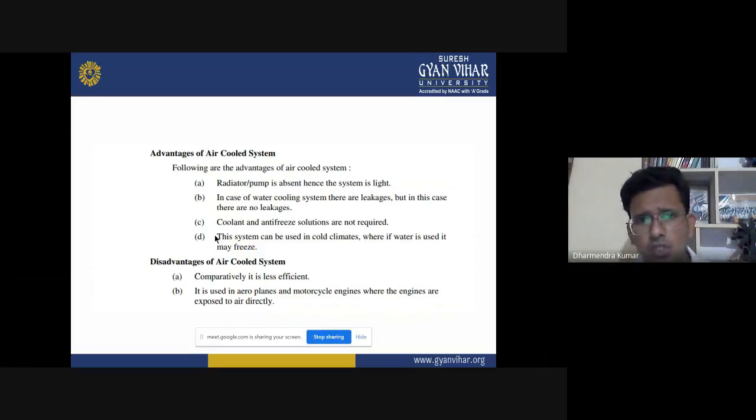In this type of engine which uses an air cooling system, there is no requirement of a radiator. In the case of a water cooling system, there is leakage, but in this case there is no leakage. These advantages are over the water cooling system. Also, no coolant or antifreeze solution is required, because we will later discuss the water cooling system, where we have to use coolant and antifreeze solution as well.